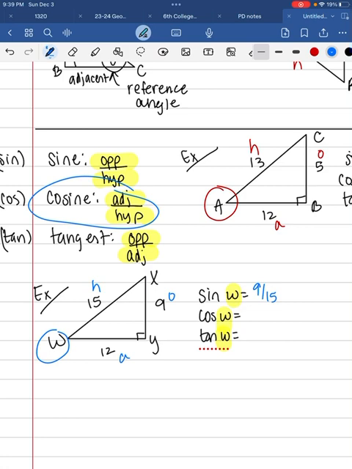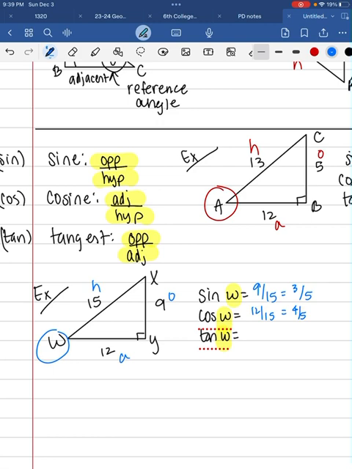Cosine is adjacent over hypotenuse, so A over H. A is 12 and H is 15. Also, I forgot to simplify, so let's go back and simplify. On the first one, we can divide them both by 3, so we get 3/5. Second one, we can also divide them both by 3, so we get 4/5.